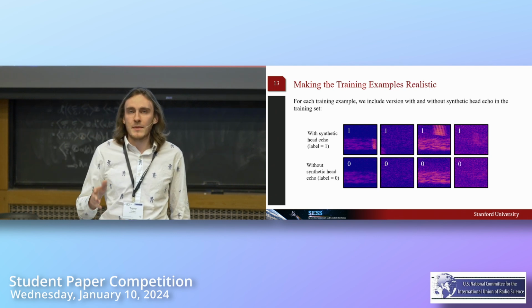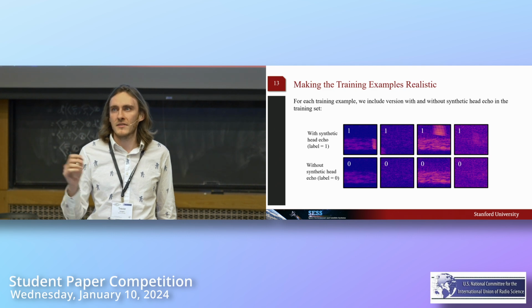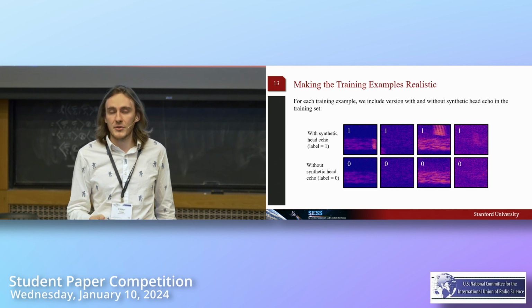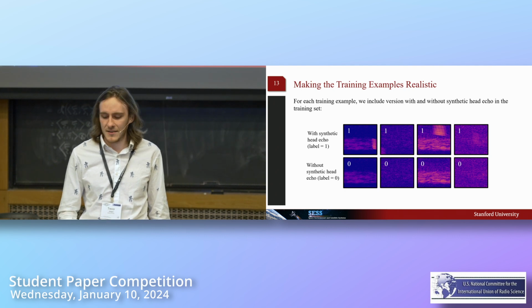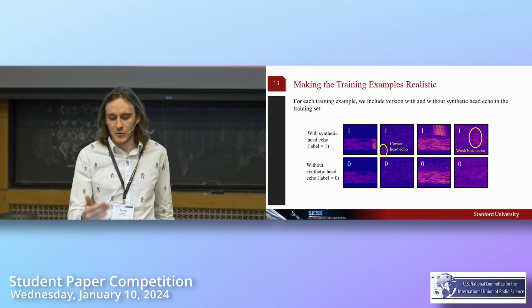Also, for each training example, we include a version without that synthetic head echo, and that has a label of 0. This helps the neural network learn to discriminate between examples that contain a head echo and examples that do not. Sometimes the head echoes will be in the corner of the example, or they will just be very weak.